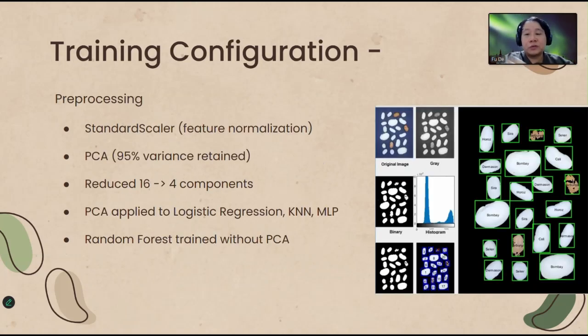For our training configuration for preprocessing, we apply standard scaler to normalize the feature scaling. Scaling is important for a distance-based model like KNN and for gradient-based models like logistic regression and MLP. We also apply PCA retaining 95% of the total variance. This reduces the dimension from 16 features to 4 principal components. PCA was not applied to random forests.